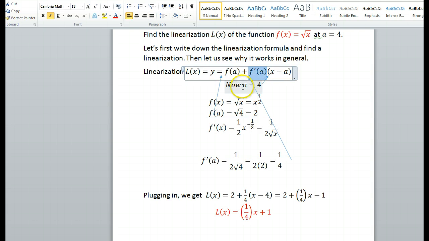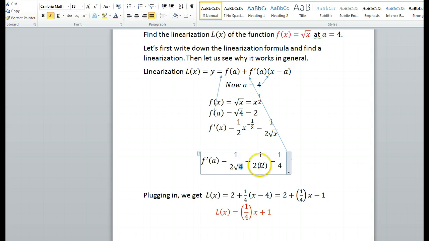Now what is a again? A is 4. So how do you find f prime of a? You just go to the derivative and then plug in a instead of x. So you put 4 instead of x. Then you get 1 over 2 square root 4. Once again, this is f prime of x. You want to find f prime of a, so you replace x by a, which is 4. So we have square root of 4 here.